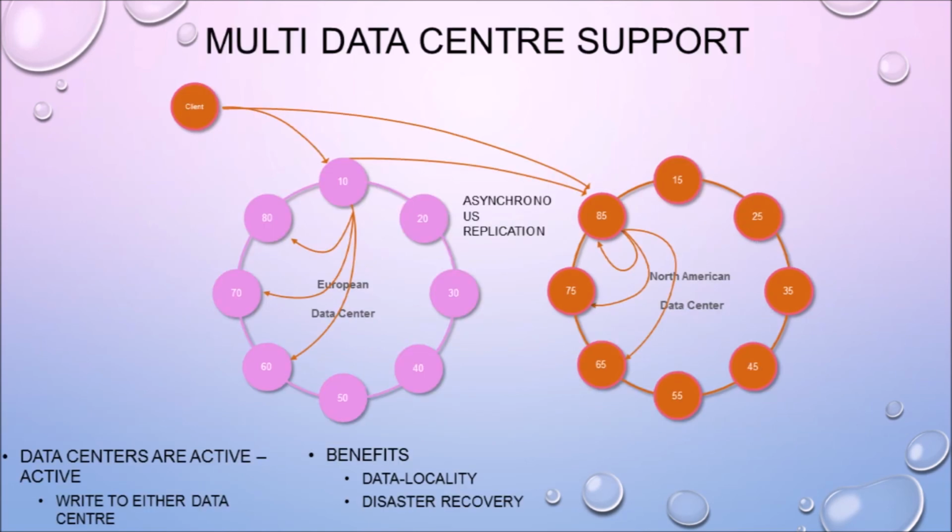And here is another bit. This is the multi-data center support, which means, let's say you have 2 data centers, one in Europe, another one in North America. You start to write data to 1 node within 1 data center. It gets replicated within the first data center, and then it gets asynchronously replicated to the other data center, where it also gets replicated. So this is a real use case.